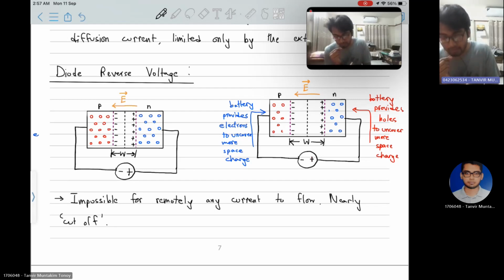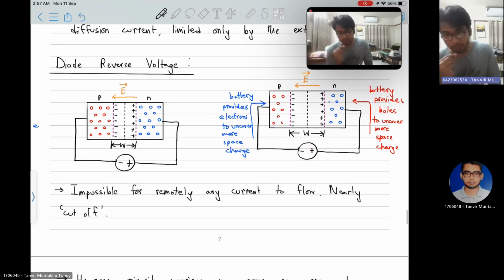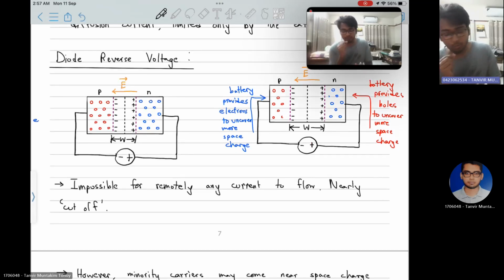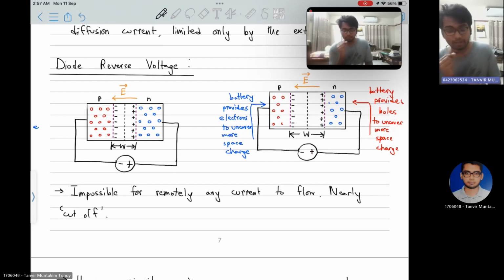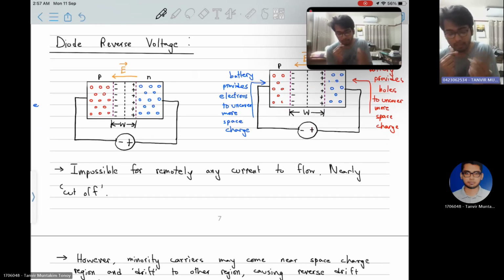So the space charge region actually widens. This is a bit of a problem because the electric field is now so much stronger, and it's practically impossible for any kind of diffusion current to exist in the diode. So we get barely any current.